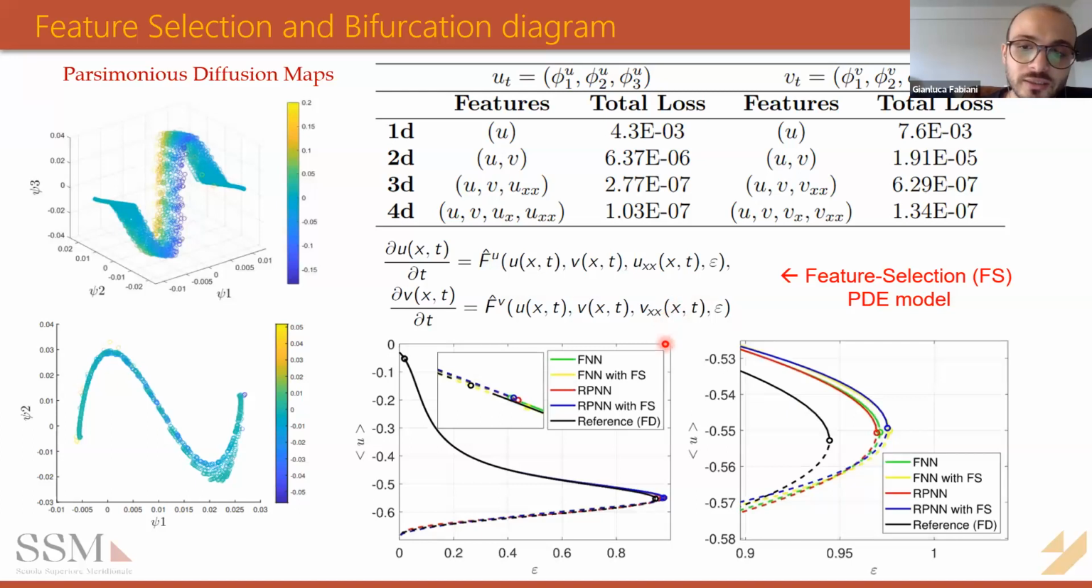So we define this feature-selected PDE model. And we reconstructed from these models, finding the steady state of the PDE as I explained before, so the bifurcation diagram, using both feed-forward neural network and random projection neural network, and both using feature selection and without feature selection. And they all get good results in terms of turning point, and also of the Hopf point that was here.